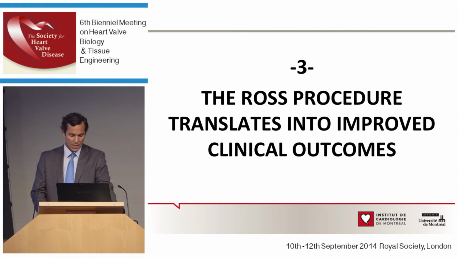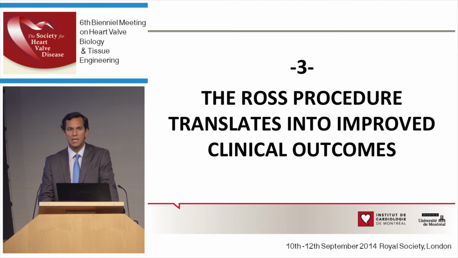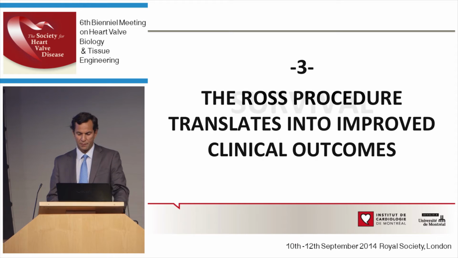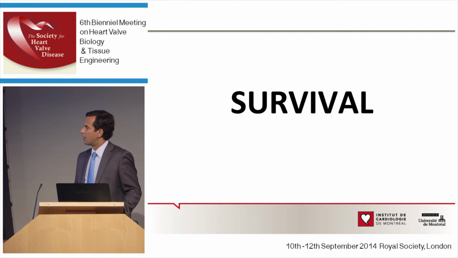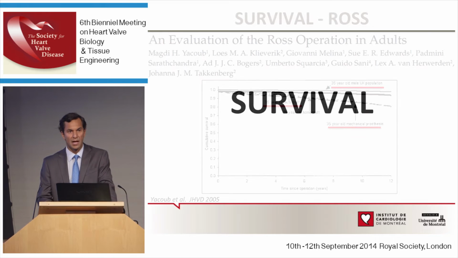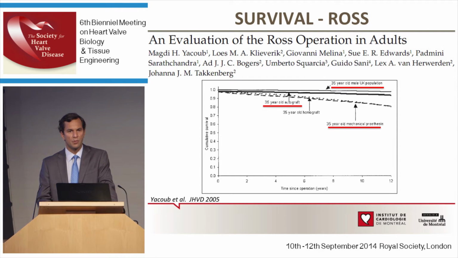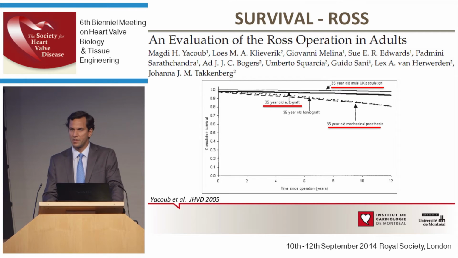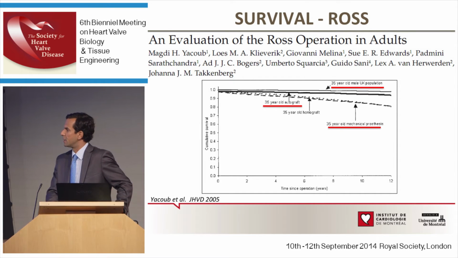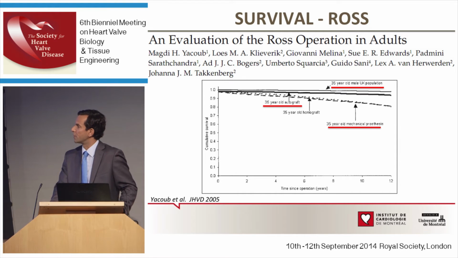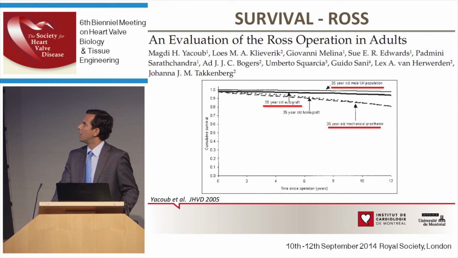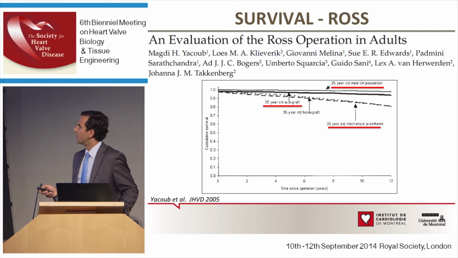So the point that I would want to underline is the fact that the Ross procedure really does translate into improved clinically relevant outcomes, and we'll take them one by one. First, looking at survival, and there's a plethora of studies right now in the literature in the last 10 years or so which have shown a survival benefit associated with the Ross procedure. The first of which was this paper by Professor Yacoub's group in combination with the Rotterdam group, looking at long-term outcomes following the Ross operation in young adults.